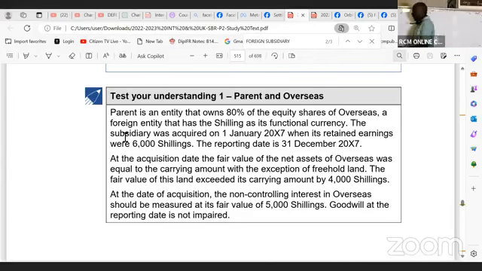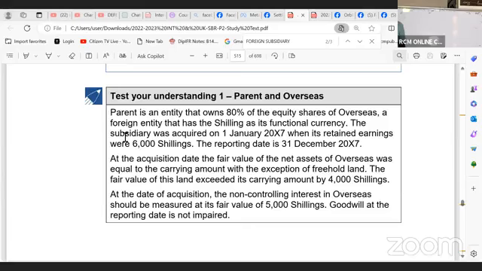Abracadabra, then we start right away. So we are told that the parent is an entity that owns 80% of equity of overseas. So of course we know that overseas is a subsidiary because 80% is controlling. A foreign entity that has the shilling as its functional currency. So remember here, the shilling is foreign. The subsidiary was acquired on 1st January 2007 when its retained earnings were 6,000 shillings. The reporting date is like that.